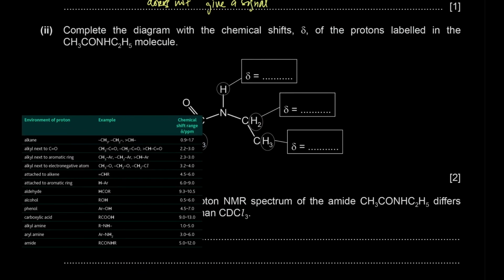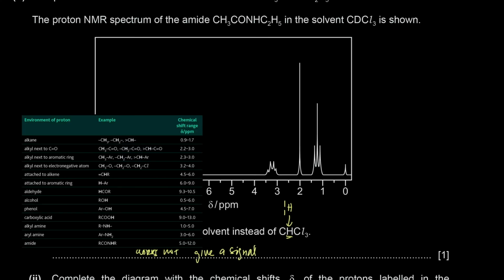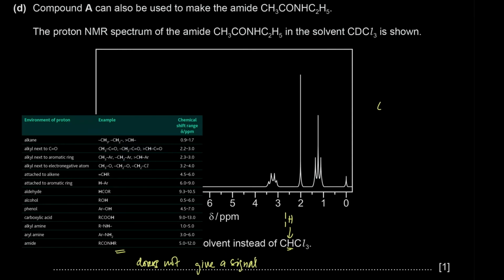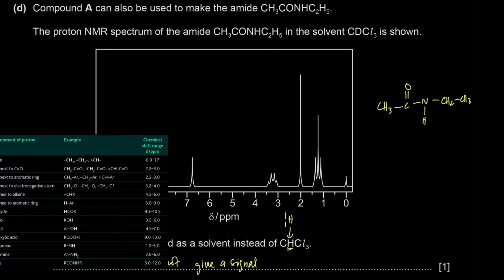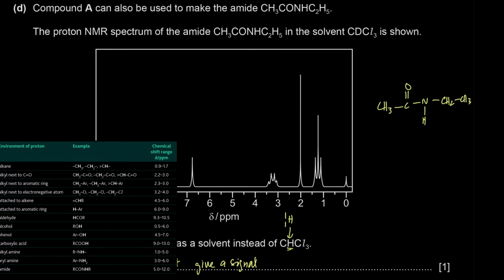So here I have the table again, and I'm just going to draw the molecule over here. By the spectrum, what we have is CH3, C double bond O, NH, and then a CH2, CH3. Now let's start one by one. If you look at the CH3 on the left hand side, which of these peaks would be that CH3?